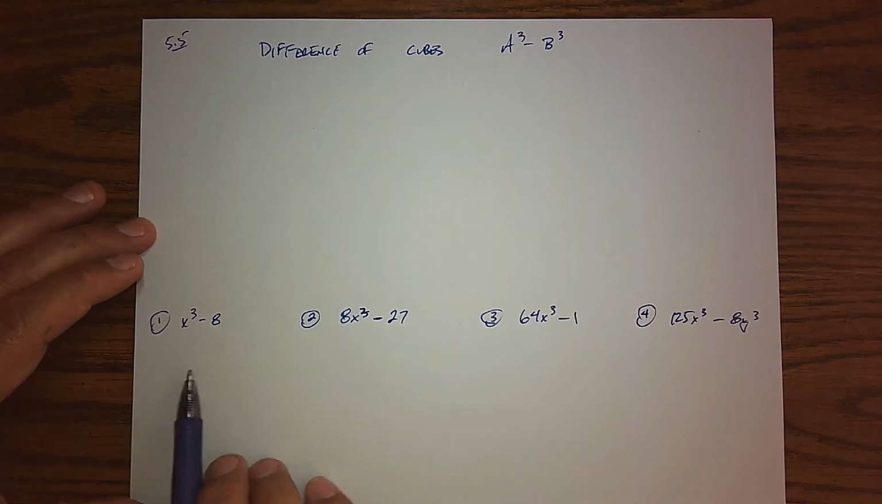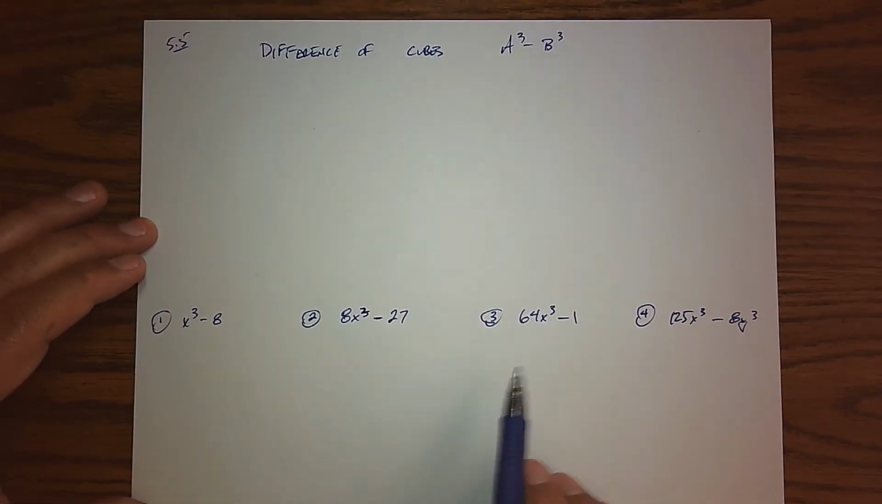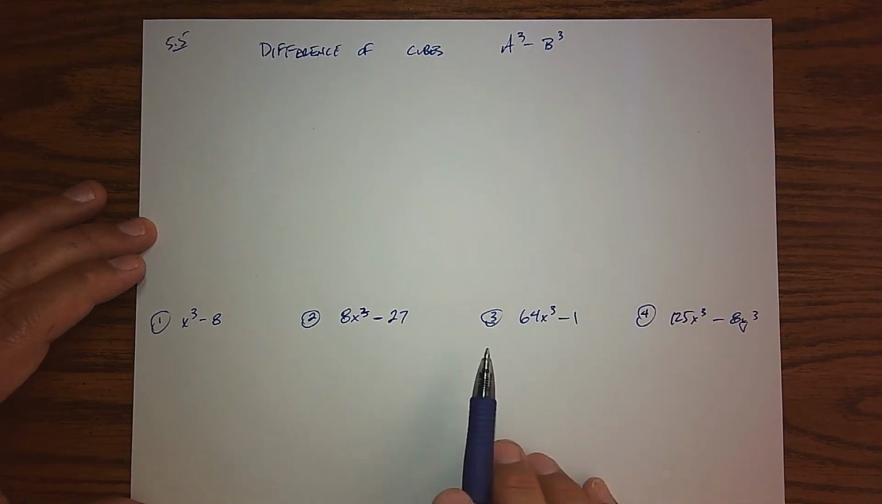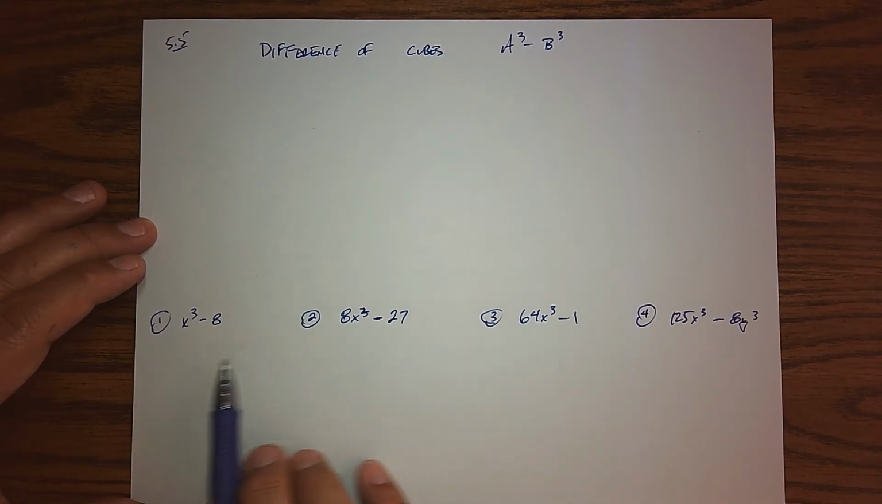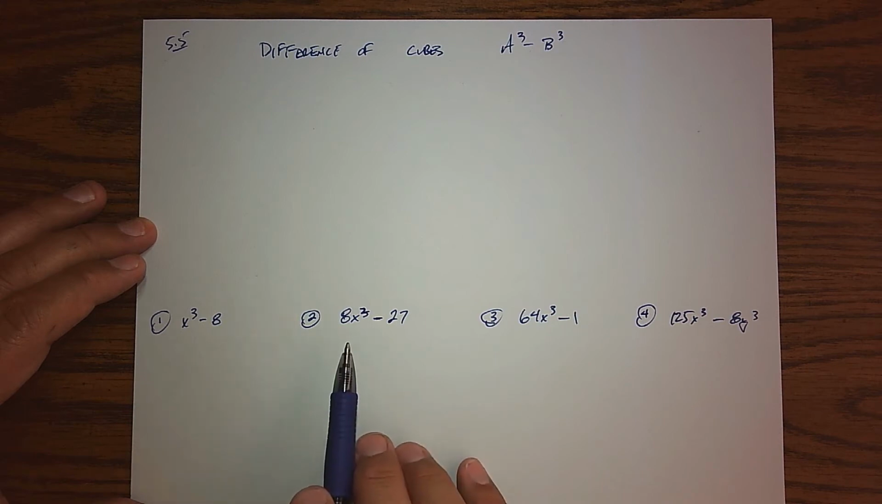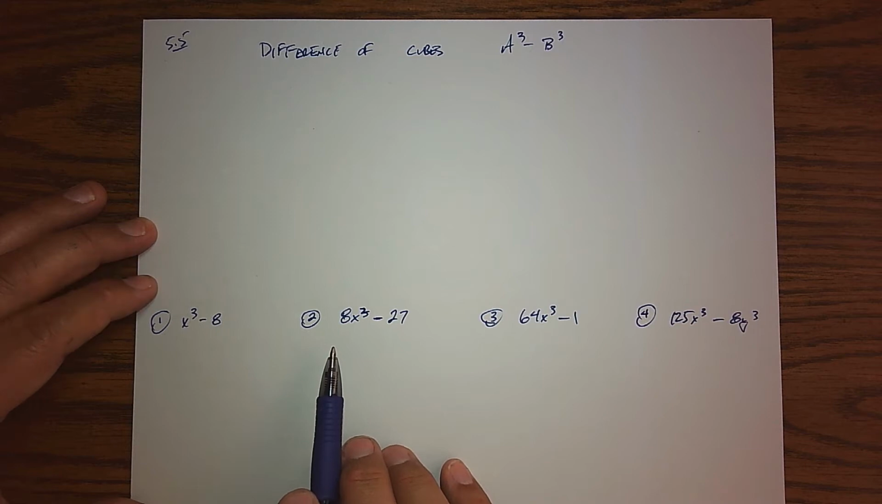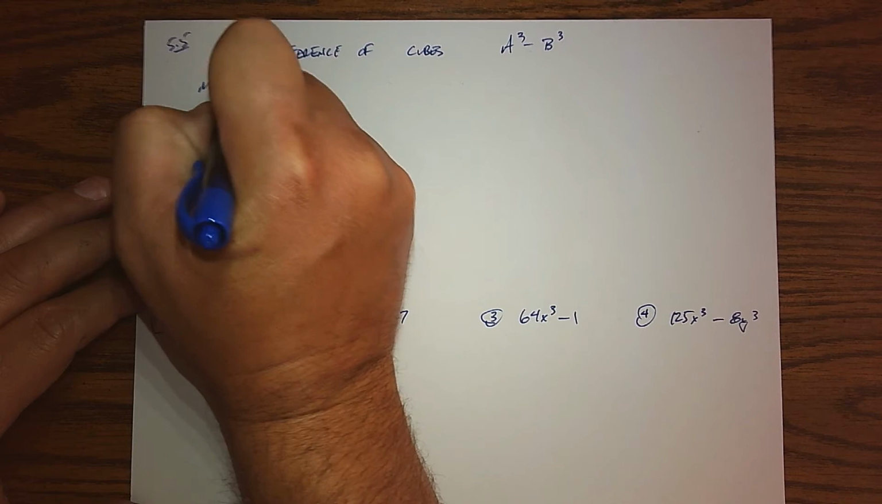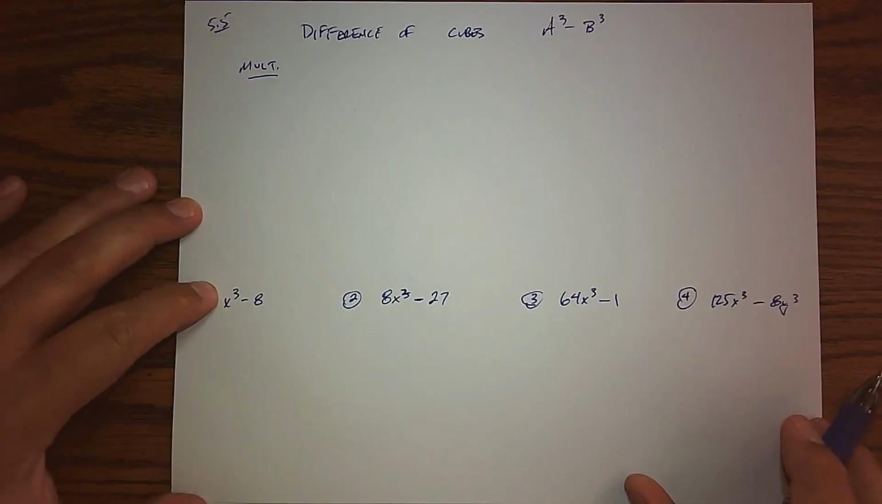Down here I have 4 different binomials. They do fit the pattern, and we'll investigate that a little later. Maybe some of you can already see they're all differences, and each term is something cubed. And so, difference of cubes. But let's go back to multiplication. Let's walk it a little bit back, and let me show you the pattern.